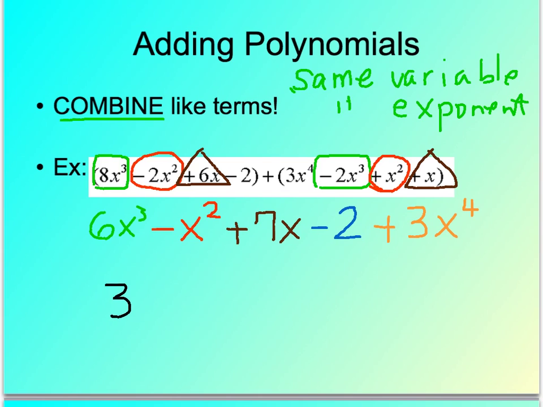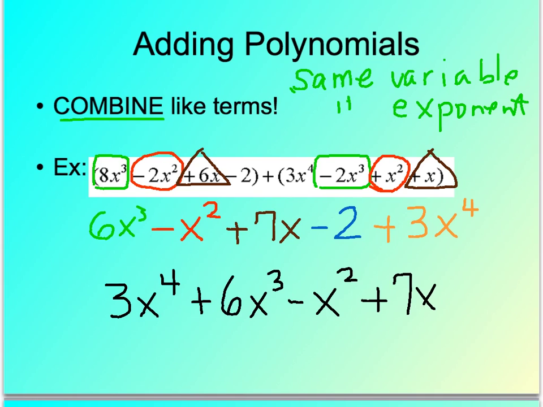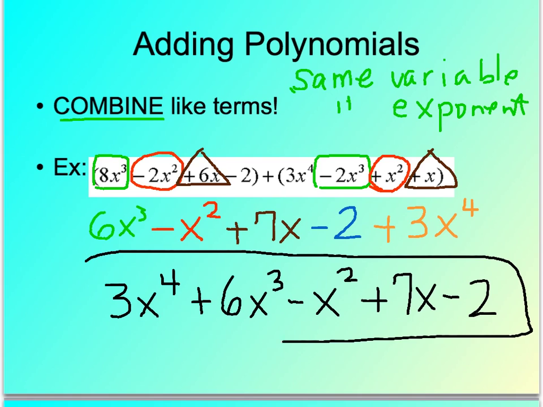So I'm going to start with the 3x to the 4th, and then I have positive 6x cubed minus x squared plus 7x minus 2. And then I look at my polynomial and I make sure that none of these are like terms, and they are not. And I go in order from largest exponent to smallest exponent with a constant at the very end, and that is my final answer. So I'm going to try to put a box with the arrow. Put a box around that as my final answer.